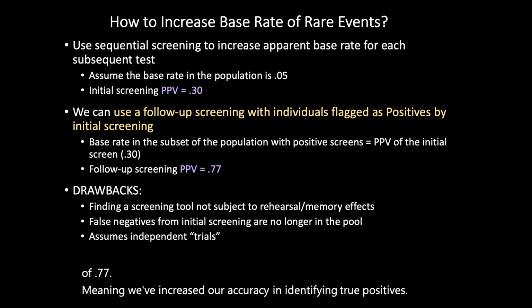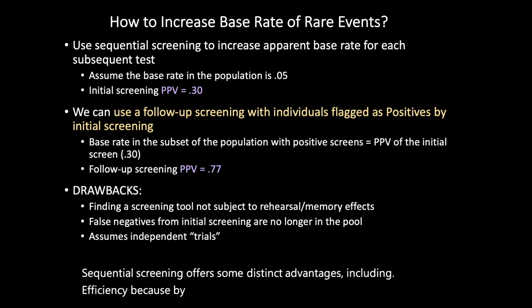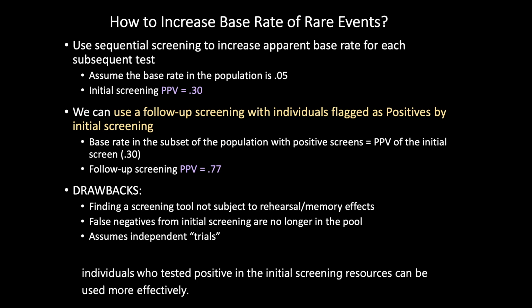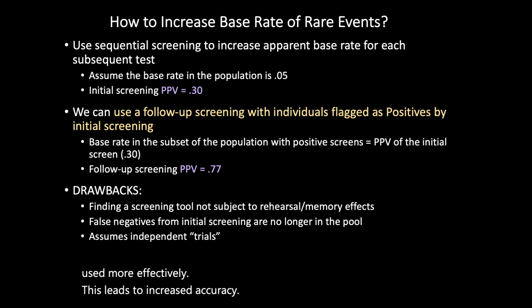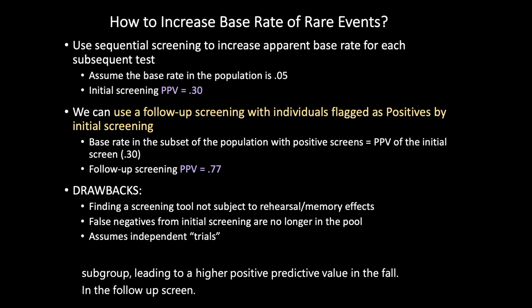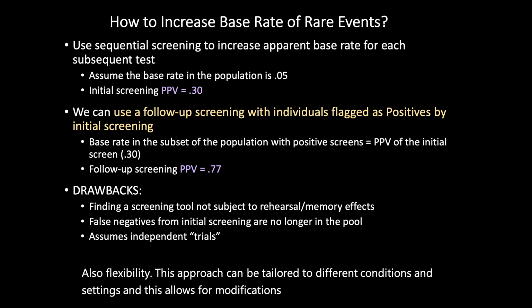Sequential screening offers some distinct advantages, including efficiency, because by focusing subsequent screenings on the subset of individuals who tested positive in the initial screening, resources can be used more effectively. This leads to increased accuracy because the apparent base rate increases dramatically in the targeted subgroup, leading to a higher positive predictive value in the follow-up screening. Also, flexibility. This approach can be tailored to different conditions and settings, and this allows for modifications based on the needs and constraints of a particular screening effort.